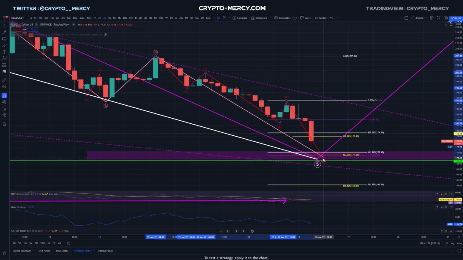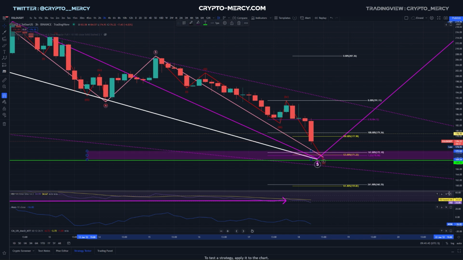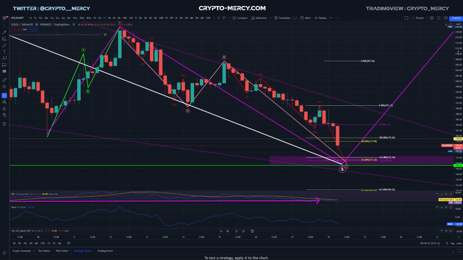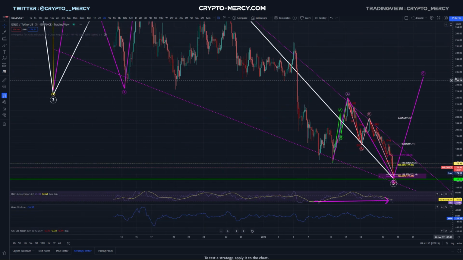But for me, more realistically, this zone in between 172.50 and 169 is the best buying zone. From there, I'm expecting a bounce. All right, I think you are following me now.